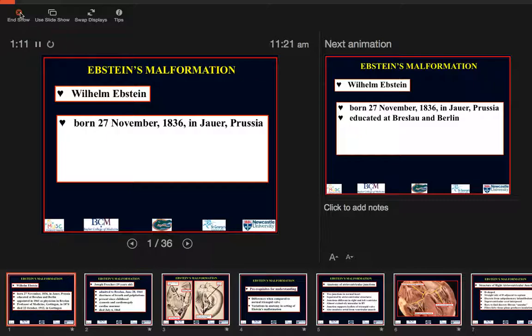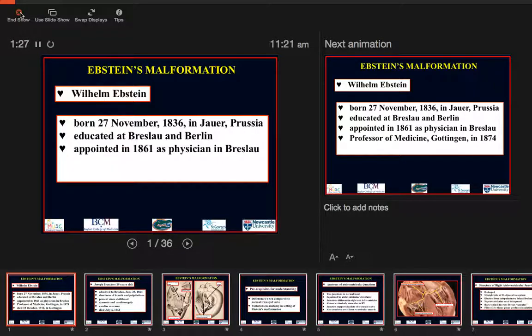We should remember who Wilhelm Ebstein was. He was born in Jauer, which was then in Prussia, and he was educated in East Prussia, Breslau, which is now Wroclaw, and Berlin. He returned to Breslau in the middle of the 19th century to begin his career as a physician. But he didn't stay in Breslau terribly long. He made rapid progress. He was a very smart man.